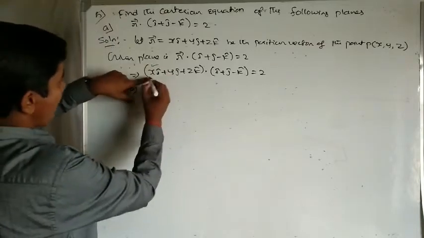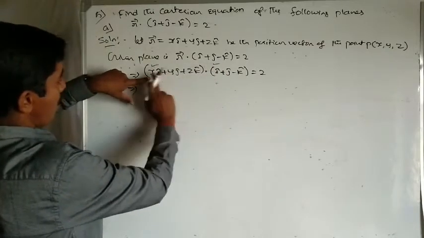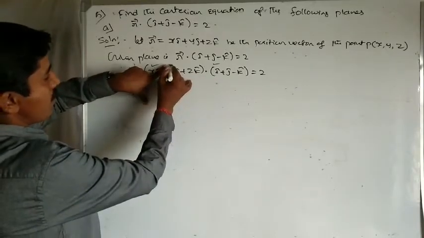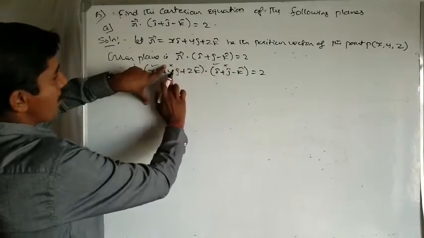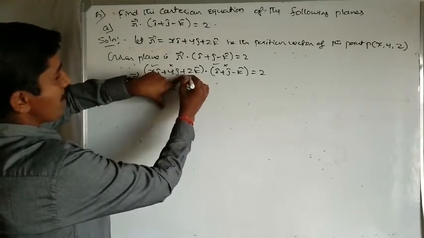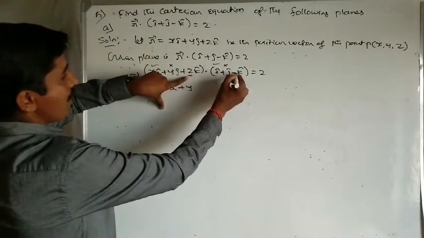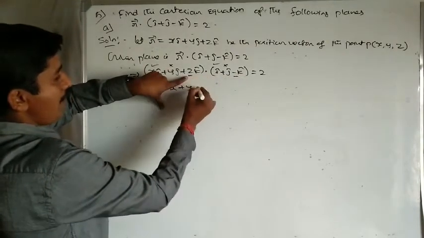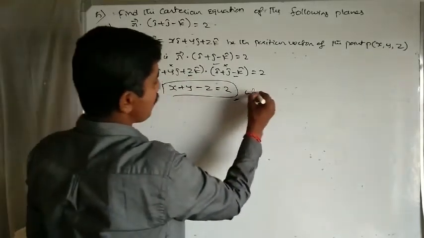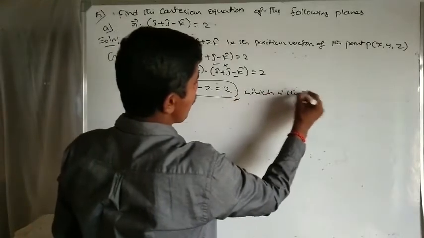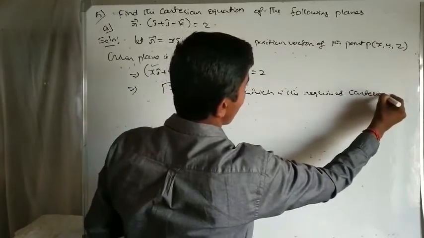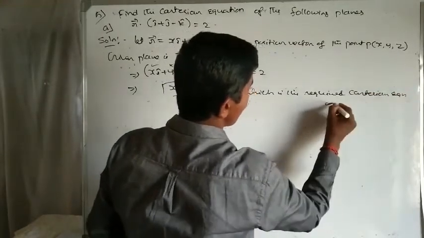Here the i coefficient is x and the i coefficient is 1, so 1 into x gives x. Now multiply the j coefficients: y and 1, y into 1 gives plus y. Now the k coefficients: z and minus 1, minus 1 into z gives minus z. So x plus y minus z is equal to 2. This is the required Cartesian equation of the plane.